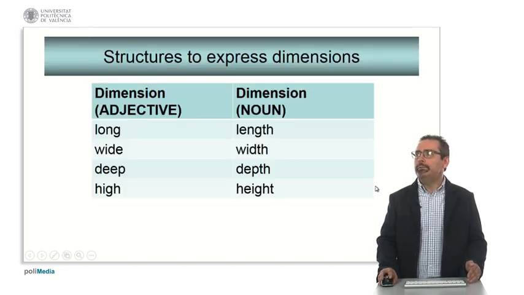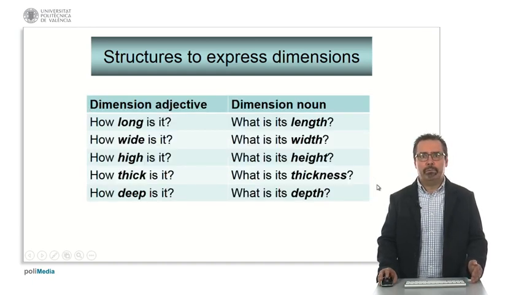In order to express dimensions in English, it's very important to use the correct word of the dimension, which can be an adjective or a noun. Here we have the four most typical ones. Long, which is the dimension expressed with an adjective. Length is the same dimension expressed with a noun. Wide, width. Deep, depth. High, height. This will serve us to make questions such as how long is it, what is its length, etc.